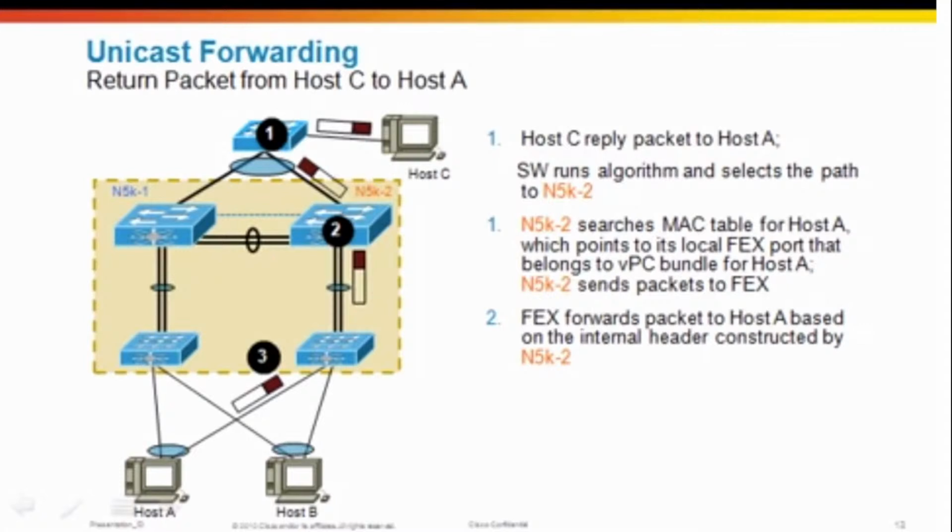So the switch sends the packet to 5K2, and 5K2 will now search in its MAC address table for an entry for host A. And we'll find that this entry for host A points to its local FEX that belongs to the VPC bundle. So 5K2 will send the packet to that FEX on the right. And once the FEX receives it, it will just forward it to host A based on the internal header constructed by 5K2. And now host A has received the packet back.